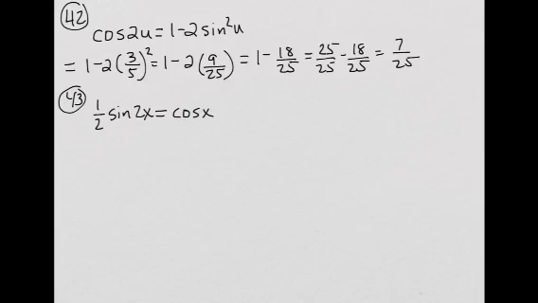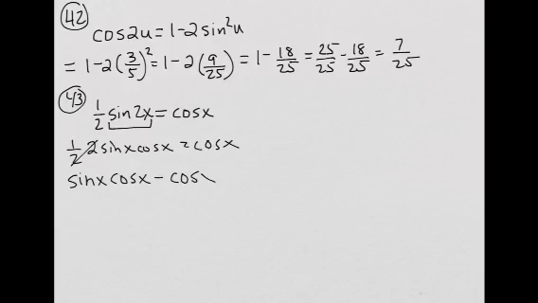Okay, so for 43, we're going to use the double angle formula to substitute for this. So we have 1/2 times 2 sine x cosine x equals cosine x. Now notice 2 times 1/2, when you multiply them, that becomes 1. I'm going to subtract cosine x from both sides, so I have sine x cosine x minus cosine x equals 0. I can factor out a cosine x, so you have cosine x times sine x minus 1 equals 0.